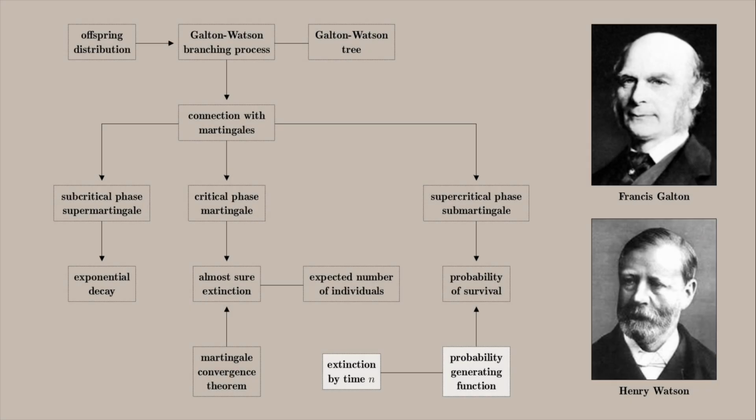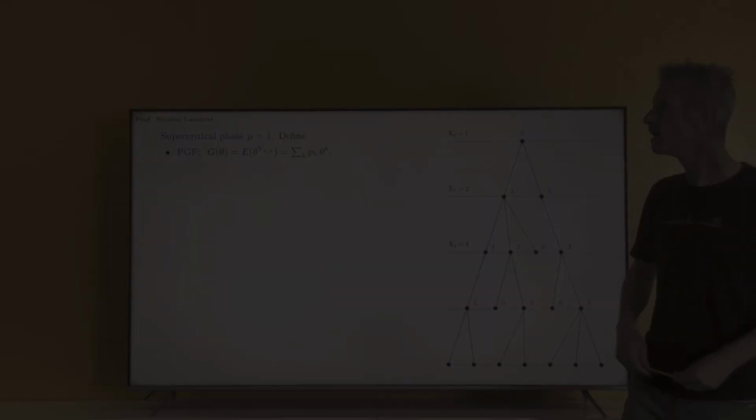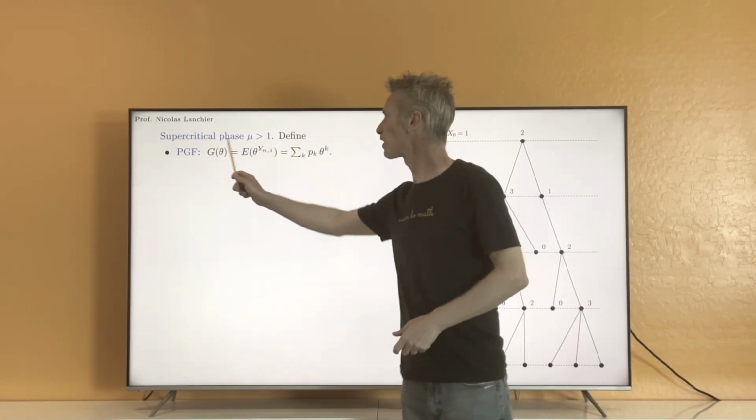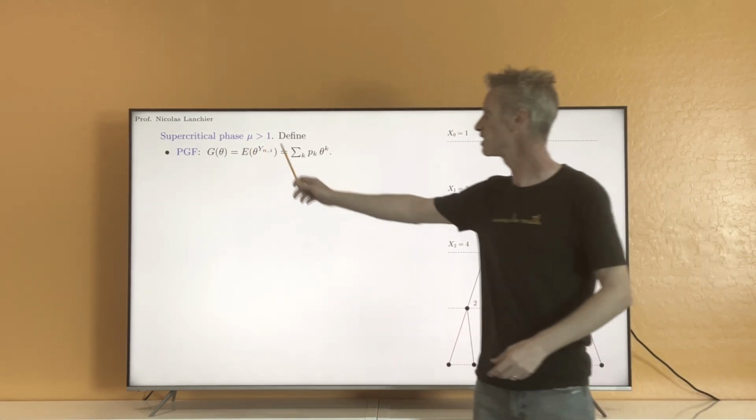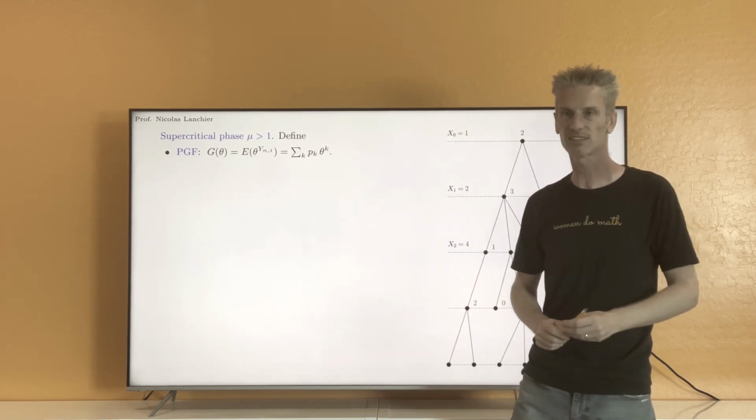So finally, let's look at the supercritical phase. This case is less surprising than what happens in the critical phase, but still the mathematics we are going to use to study this phase is pretty rich. And to begin with, I'm going to define the notion of probability generating function of the offspring distribution, and we are going to see how we can use this function to better understand the probability of extinction of the process. All right, so we are in the supercritical phase. Mu is strictly larger than 1. The expected number of offspring per individual is strictly larger than 1. In this case, the process is a submartingale.